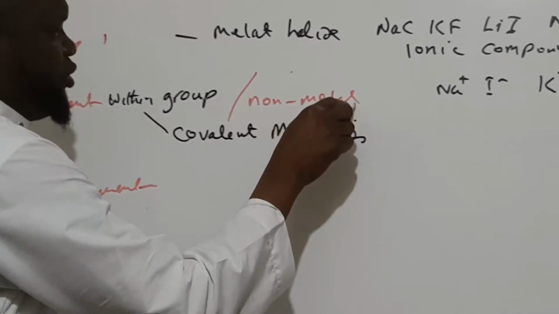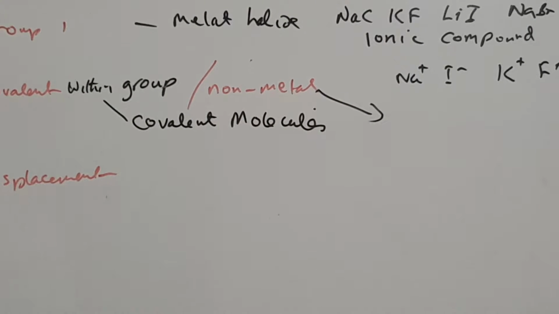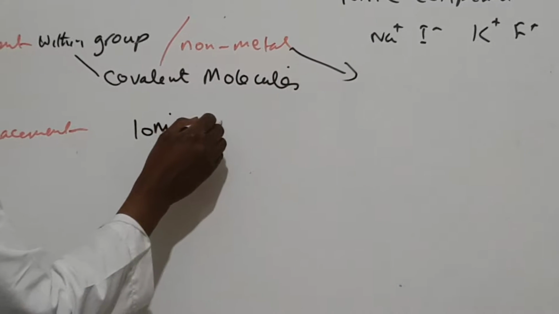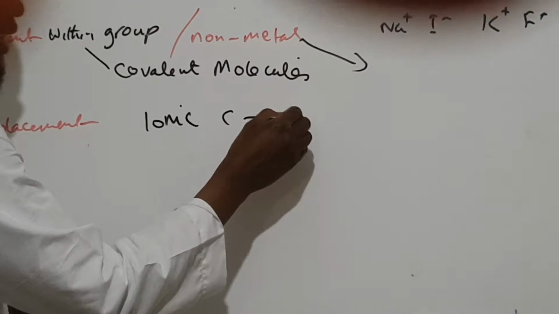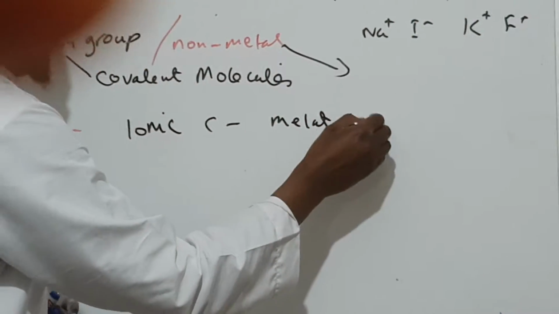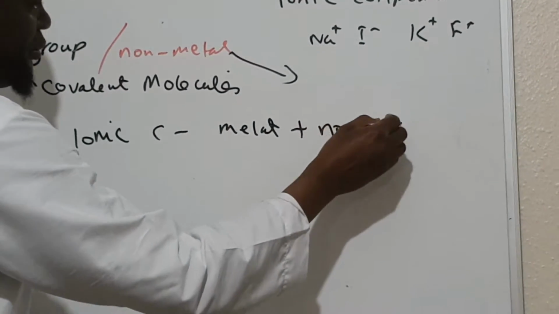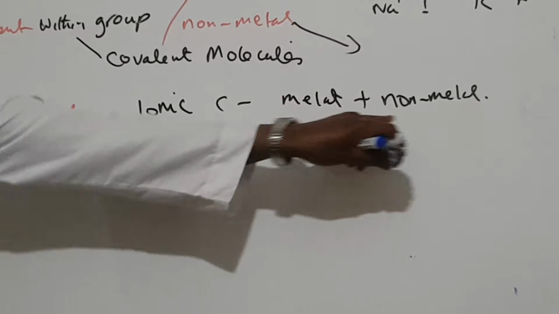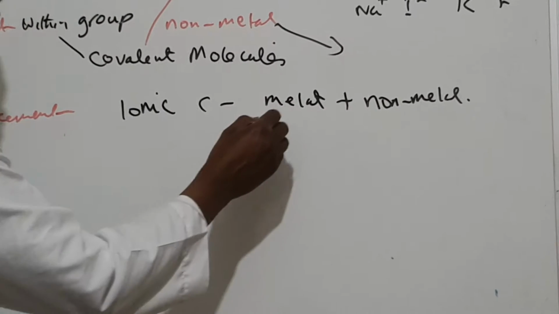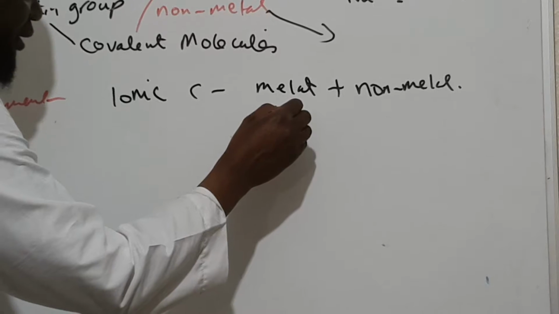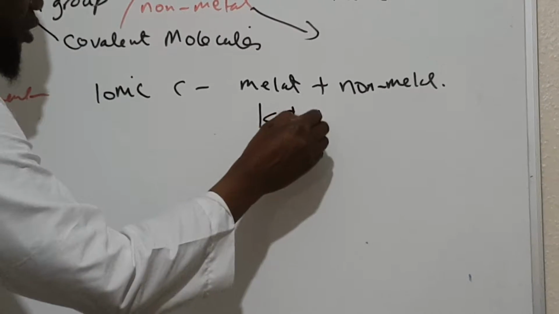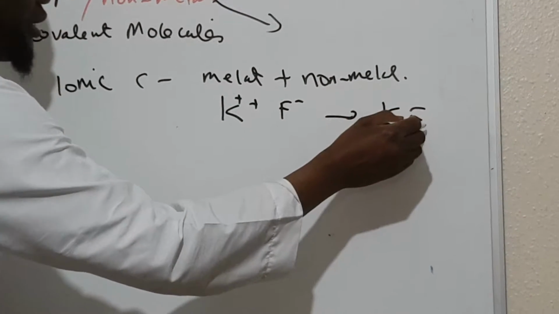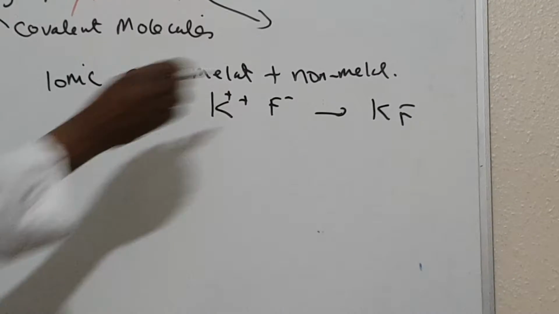And when they react with non-metals, I have said again and again that an ionic compound is a reaction between a metal and a non-metal, always, because a metal will donate electrons to a non-metal, which receives electrons. Potassium, a metal in group 1, plus fluorine will give you potassium fluoride.